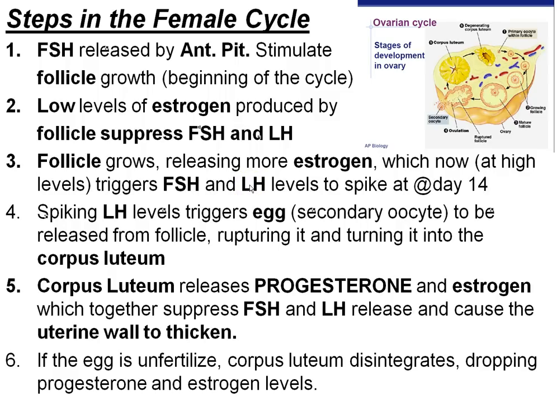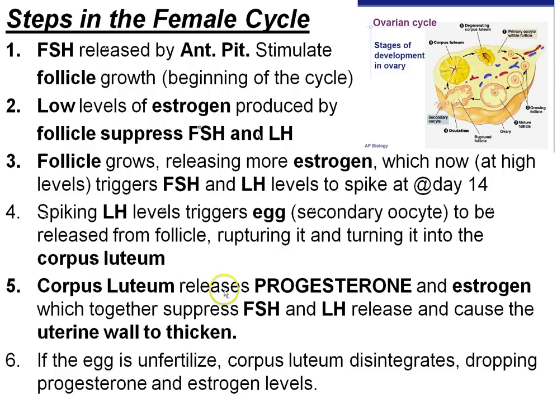So that's a little bit like the opposite once you have a lot of estrogen versus a little bit of estrogen, which is kind of confusing. FSH and LH levels spike at day 14. Spiking LH levels triggers the egg, called the secondary oocyte, to be released from the follicle, rupturing it and turning it into something called a corpus luteum.